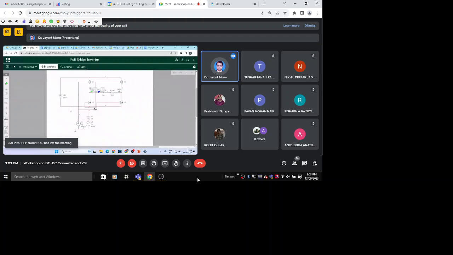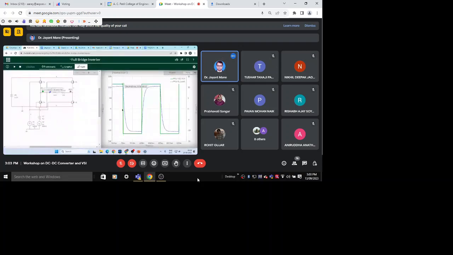So what you can see is plus 15 volt, plus 15 volt, and minus 15 volt in the negative cycle. So in a full bridge inverter, we get plus Vd and minus Vd, like that, the variation. Well, there is no dead time here.